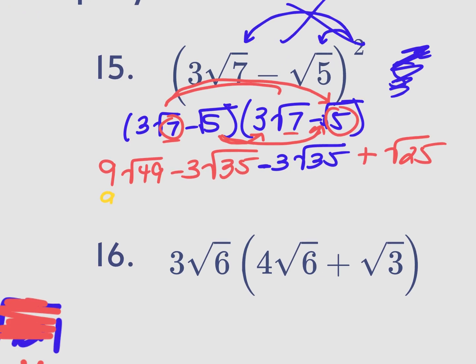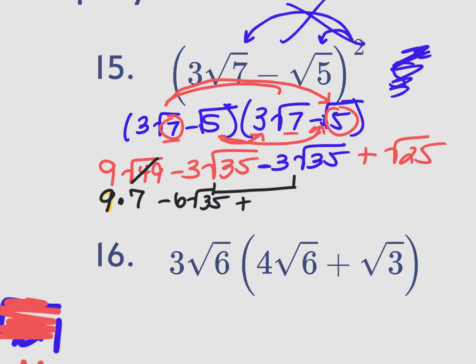So I have a 9 out here. What is, guys, the square root of 49? 7. So cross this out. We're going to multiply 7 right there. I have negative 3 root 35 and another negative 3. So we're going to combine those. What does that give me? Negative 3 and negative 3 is negative 6. Good. So minus 6 square root of 35.